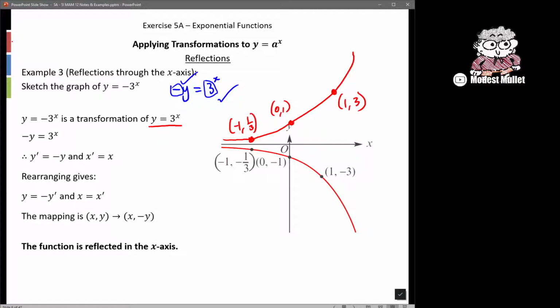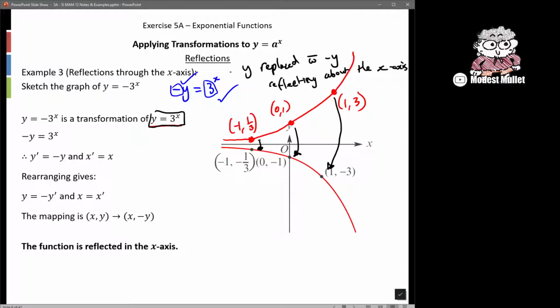Now, the y has been replaced with negative y. Sorry, I'm still a bit sick, so I'm still a bit croaky. y replaced with negative y, so we are clearly reflecting about the x-axis. Every y-coordinate has had its sign changed. So it's flipped down, it's flipped down, it's flipped down. So again, if you know what that base is going to look like, and it's also going to have 3 key points, that's really handy.